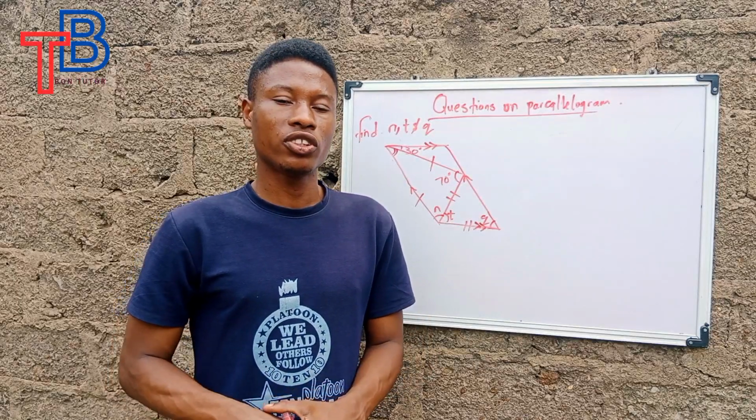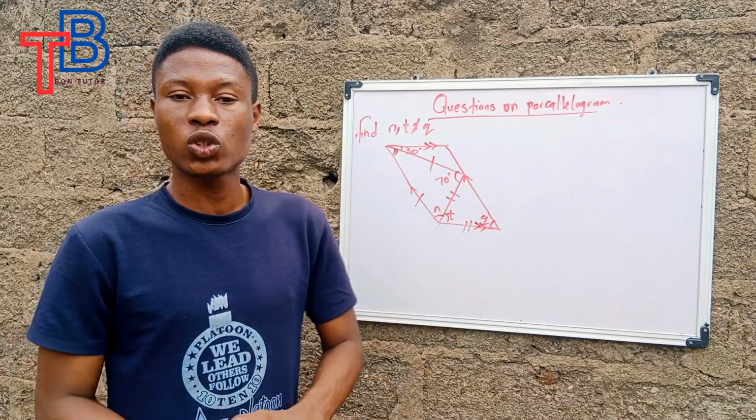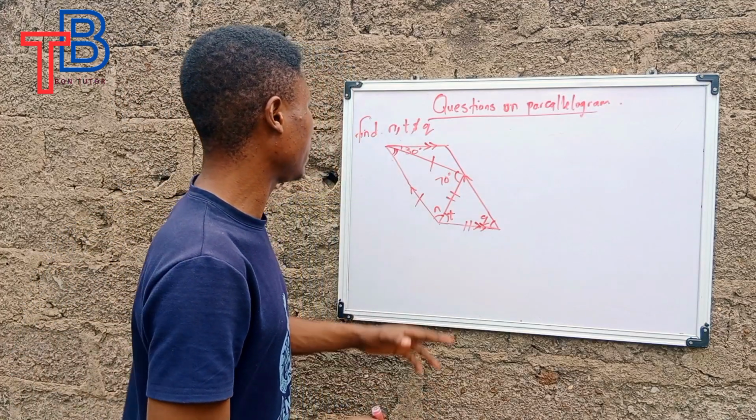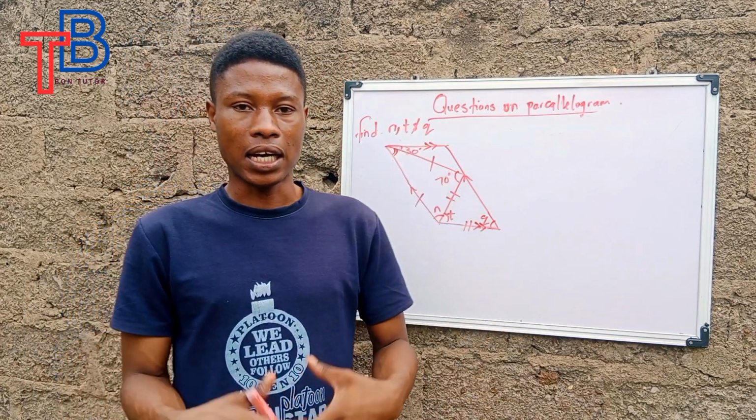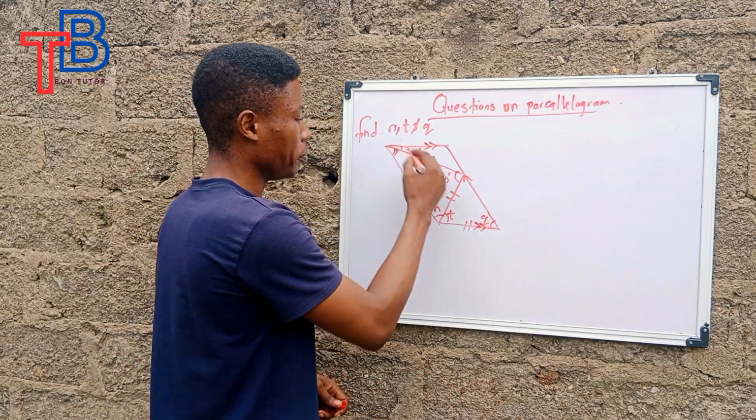We're solving some questions under the theorems of parallelogram we talked about the last time. And today this is the first question I have for us, and we have to find n, t, and q. And if we are to do that, we can see that we have been given a parallelogram.